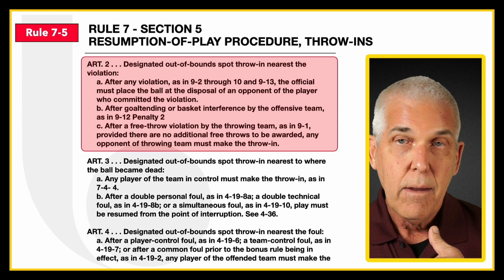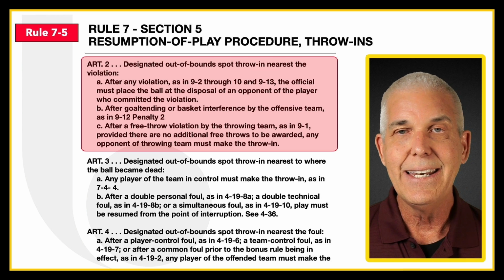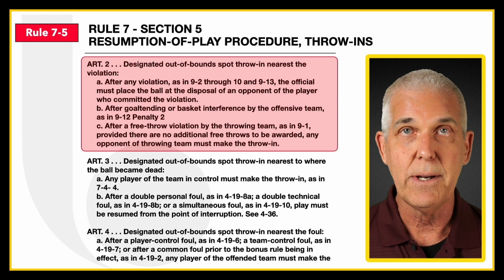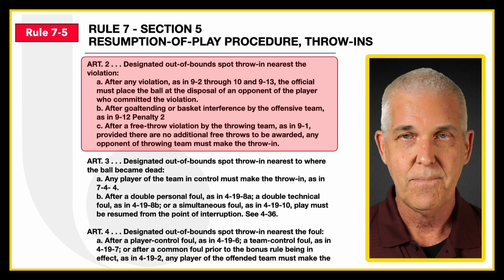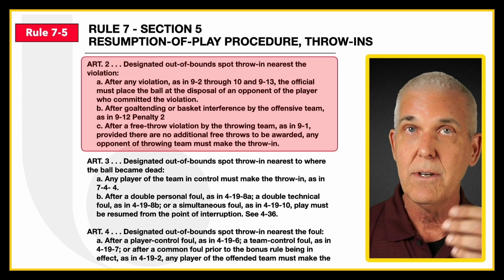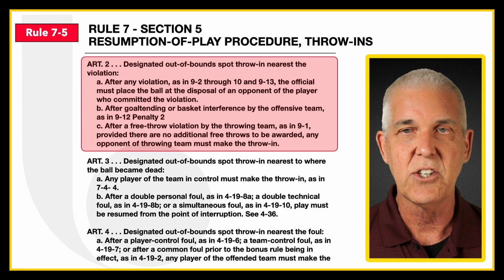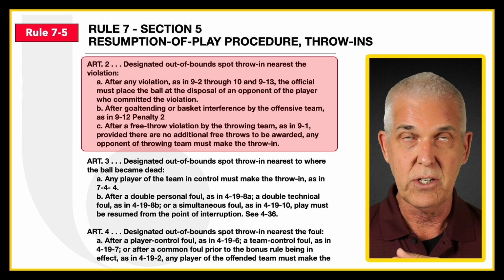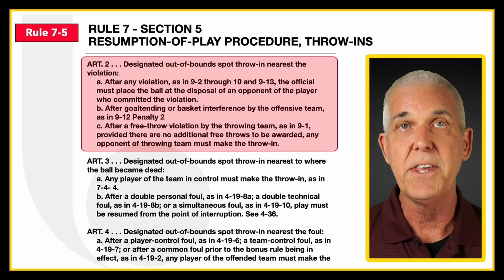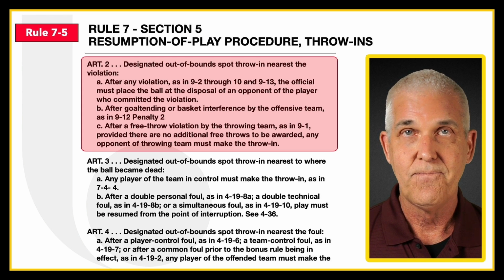So after any violation, the throw-in spot is the spot nearest the violation. The ball is given to the opponent of the team that violated. After goaltending or basket interference by the offensive team, which are, of course, violations, the throw-in spot would be on the end line nearest the violation. And after a free throw violation, the ball will be at the disposal of the opponent of the thrower at the spot nearest the violation.